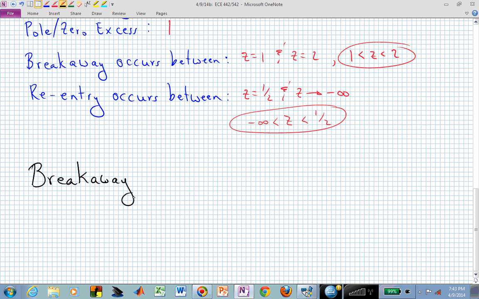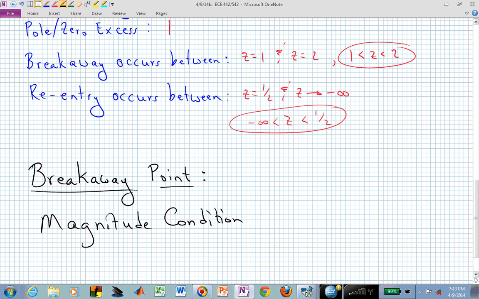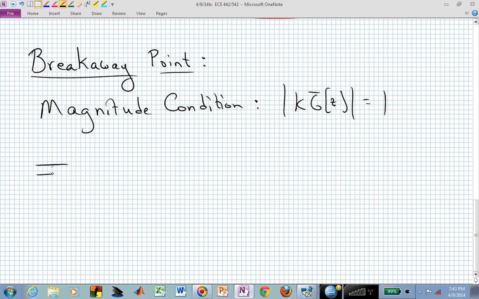And it's a relative maximum of the gain k that we're using to vary to create our root locus. To find the breakaway point, we can use the magnitude condition. For this, in general, the magnitude of k g bar of s needs to equal 1. For our particular system here, and for a non-negative value of gain k, we have k times the different terms' magnitudes in g bar of s.